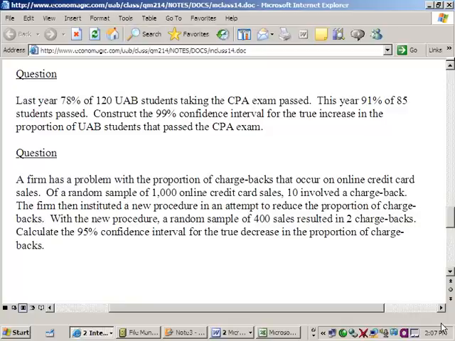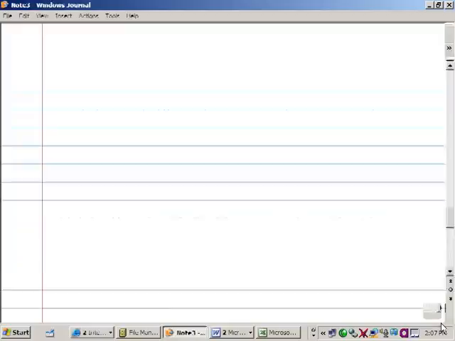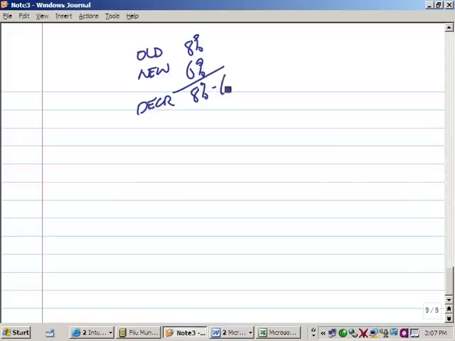Alright, decrease. So decrease would be the old minus the new. Alright, if you can't work that out, just make up a situation. Let's say the old is 8%, the new is 6%, so the decrease is 8% minus 6% is 2%. Alright, so that's the way we'll do it.